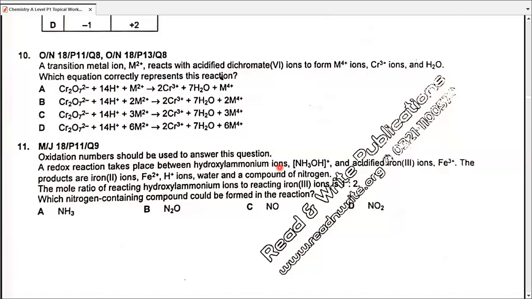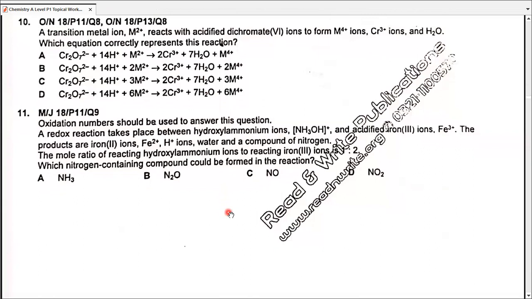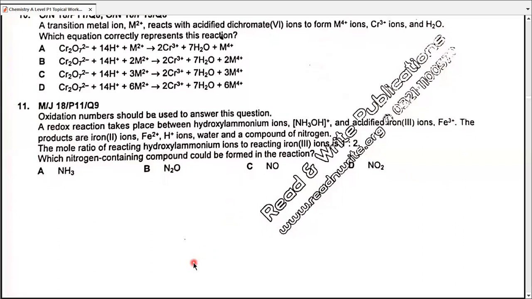Charlie? Good. Go ahead. 11. All right. Since you have already practiced the hint in question number 10, it shouldn't be a problem in question number 11. Yeah.